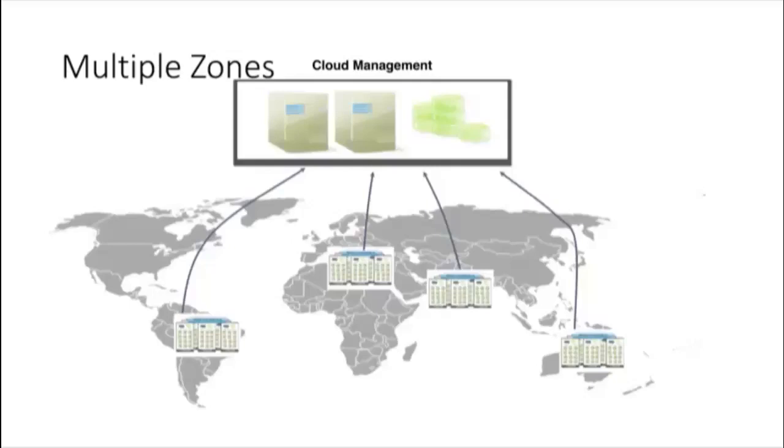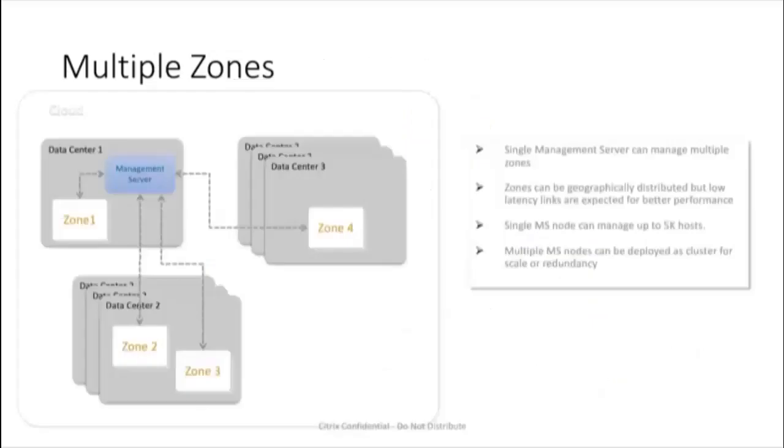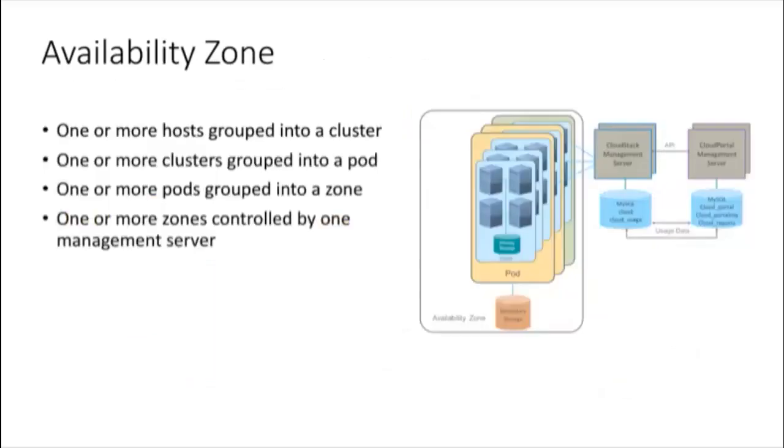So that's what the structure looks like. Now, within the multiple zones, as I told you, you can have multiple zones within a data center. These are all conveniences of how you build these things. Then you have an availability zone: one or more hosts grouped into a cluster, clusters grouped into a pod, and pods grouped into a zone, and zones are managed by one management server.